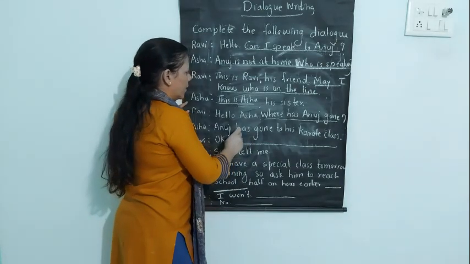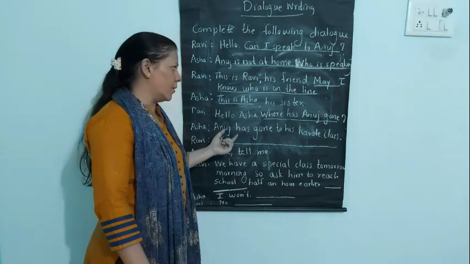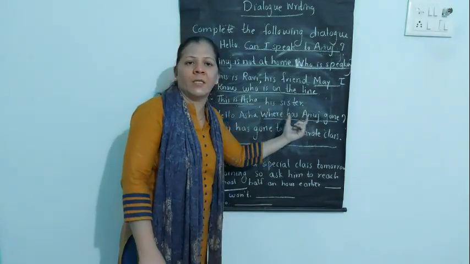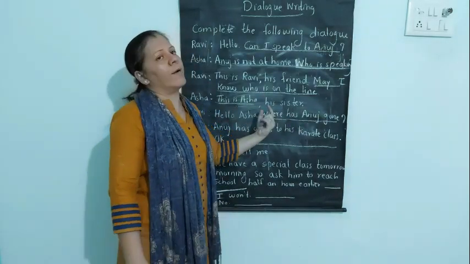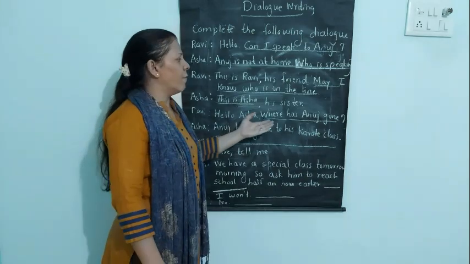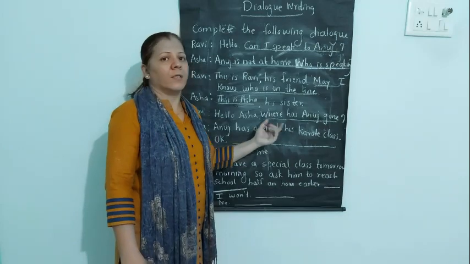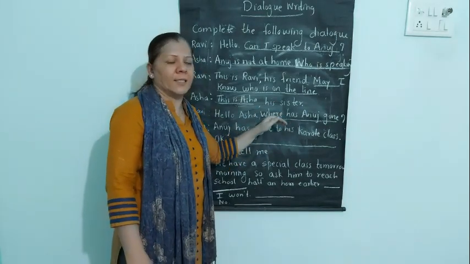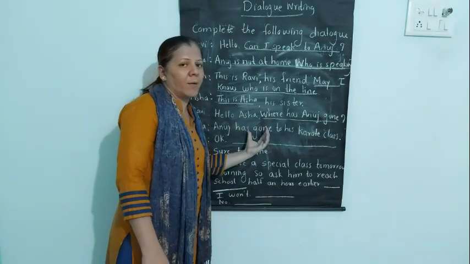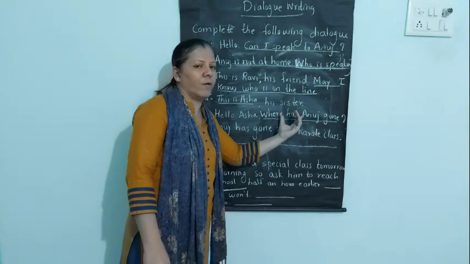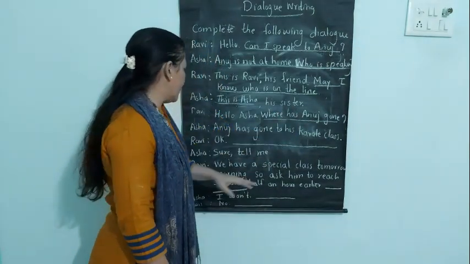Now here the answer is in present perfect tense. So your question should also be in present perfect tense. You have to use the appropriate tense while writing a dialogue. You cannot say where is Anuj or where is Anuj going. You cannot ask such a question because here the present perfect tense is used. So you also have to use the present perfect tense. Anuj has gone to his karate class.